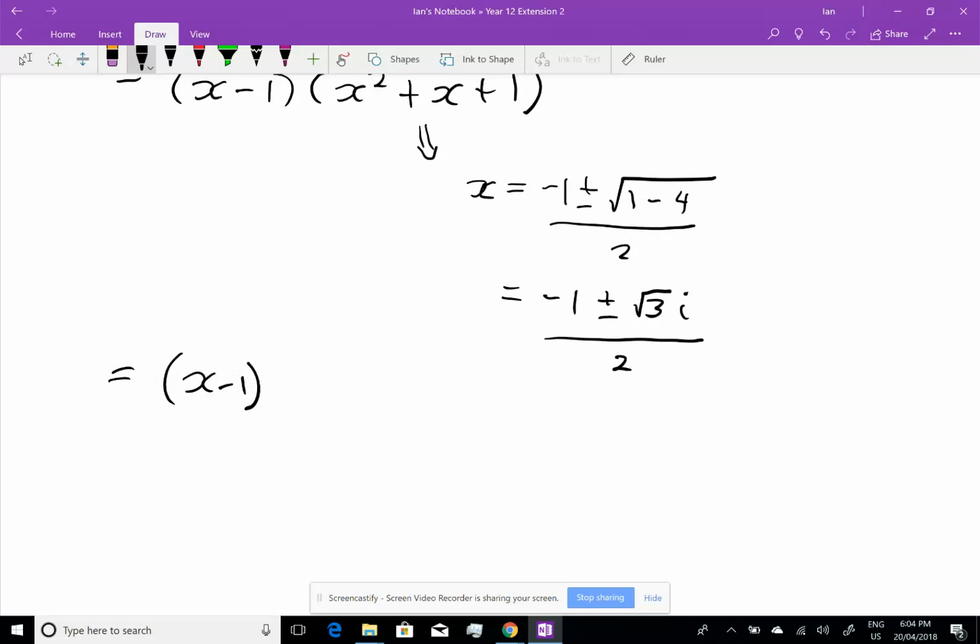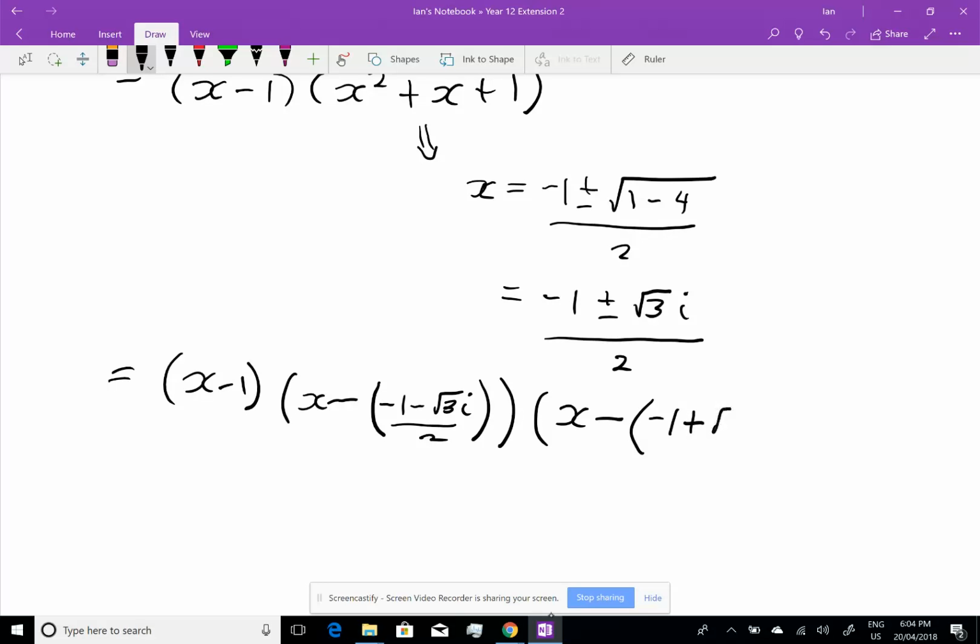So if I now factorise that, I'm going to have x minus 1. Now here we have to be careful. It's x minus that, and x minus minus 1 minus root 3i over 2, and x minus minus 1 plus root 3i over 2.